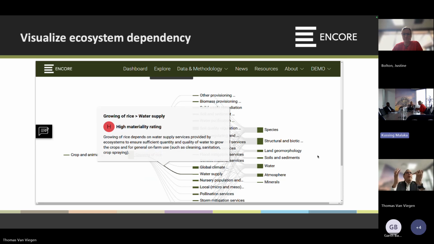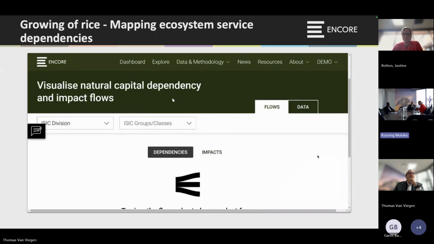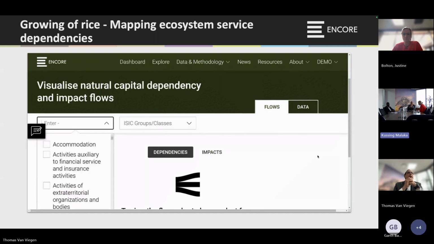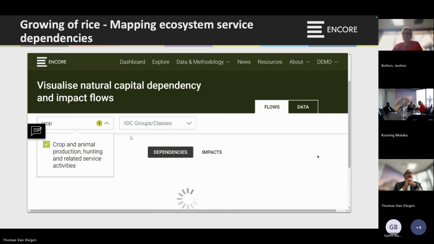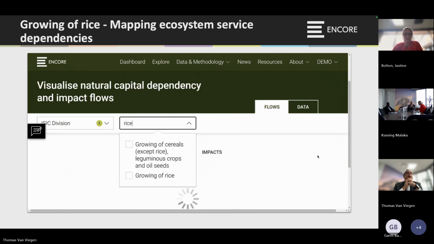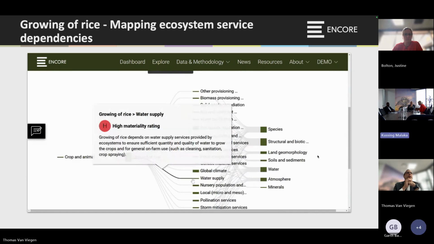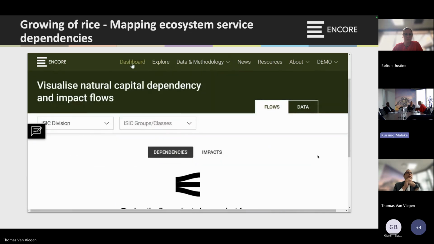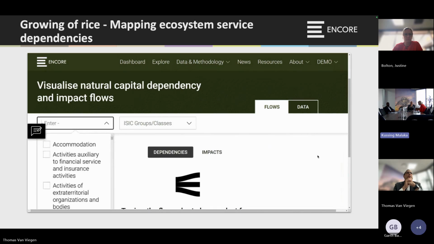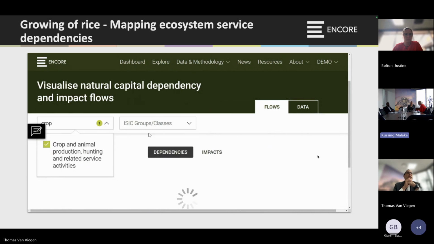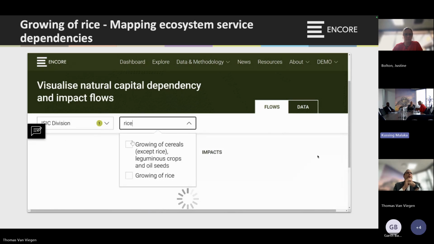So this is what the high materiality rating would be, and this is how you would do it. Your ISIC division, crop and animal production, growing of rice, and that would give you a Sankey diagram of the most material dependencies of that specific production process.